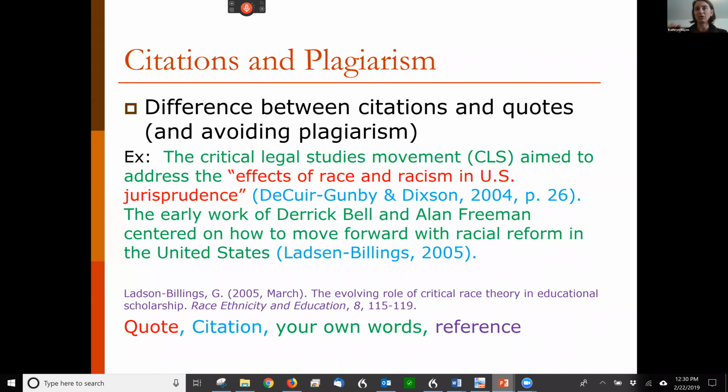And so you have the citation, which is Ladson Billings 2005, and then the reference, which is in purple below, which is a Ladson Billings reference. So just to clarify the language, sometimes there's so many different words in academia. I just want to clarify the language around each of these pieces. A quotation, which is in quotation marks, the citation, which is in parentheses in the text, and the reference, which is down below.